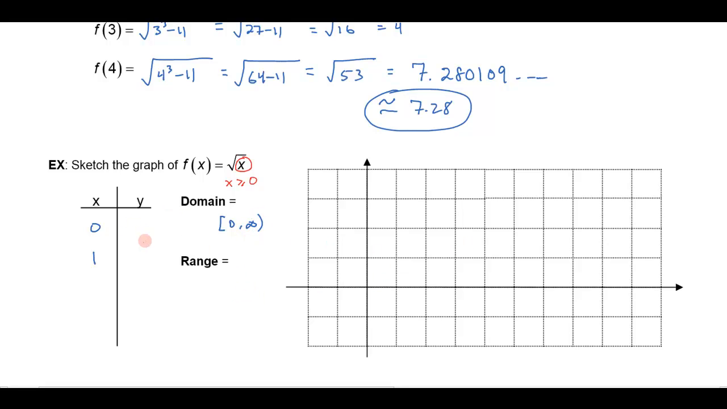All right, so the square root of 0 is 0. The square root of 1 is 1. Another nice value I could plug in would be 4, right? The square root of 4 is 2, and the next nice value would be 9. The square root of 9 is 3. So let's go ahead and plot those. Here's 0, 0. Here's 1, 1. Here's 4, 2, 5, 6, 7, 8. Here's 9 and up 3.